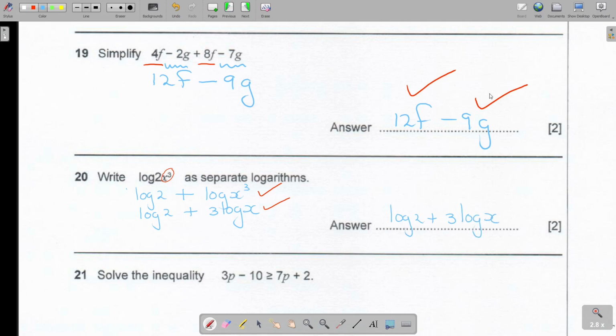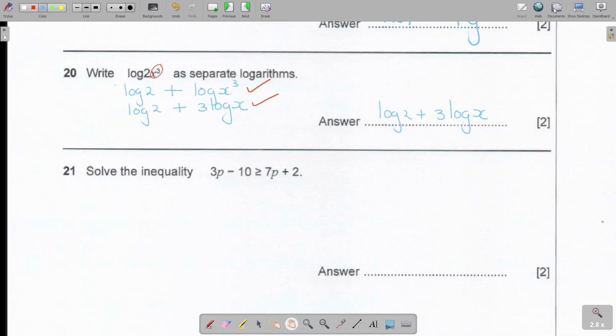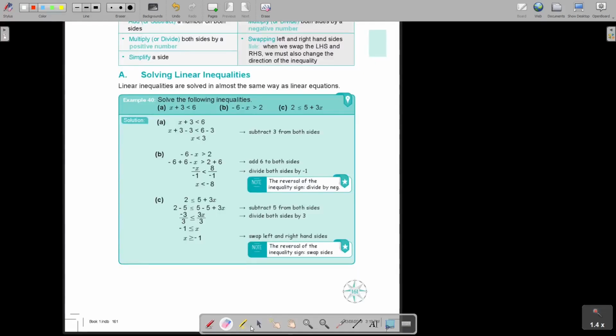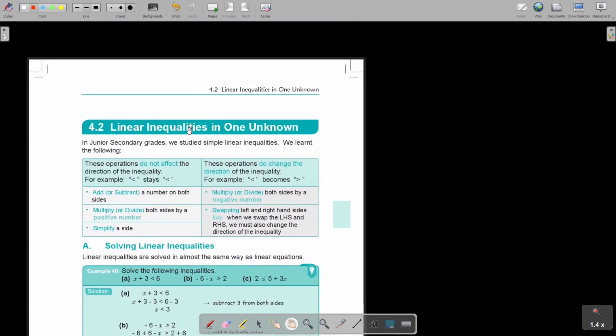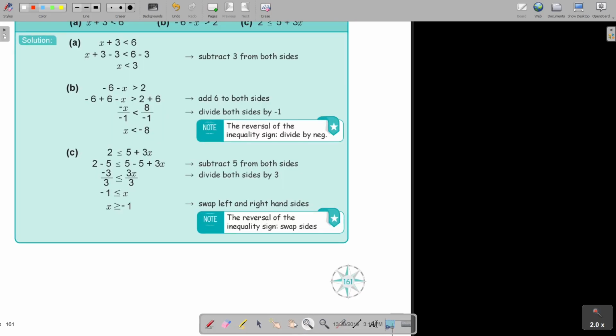Okay, and now I'm at inequalities. Let's see, where do we find this in the textbook? We go and we look at 21. We found it here. Let me show you. Okay, so in the textbook, on page 161, you will see solving linear inequalities. And that is chapter 4, linear inequalities in one unknown. Okay, so let's start. Now, the one I want you to focus on is number B. Okay, so let's just focus on number B.